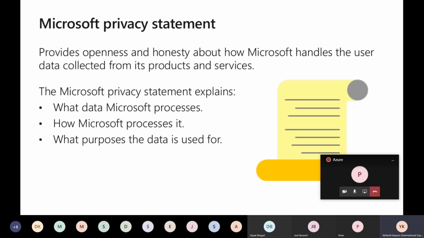So, Microsoft privacy statement. You can go and check the Microsoft privacy statement, and you can see what data Microsoft possesses, what purpose the data is used for, and how Microsoft processes it. By the way, if you put any data on Microsoft Azure, Azure keeps it for 99 years. We are going to keep this data for 99 years.